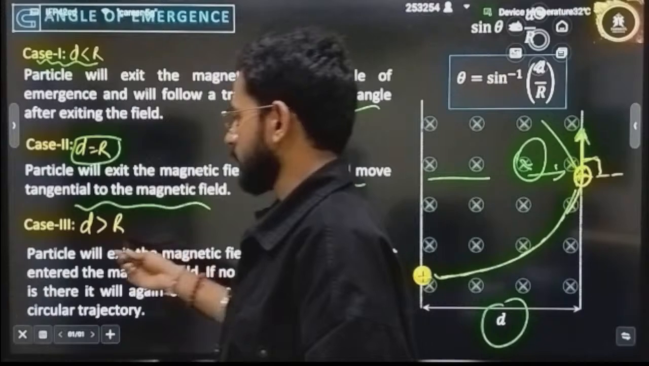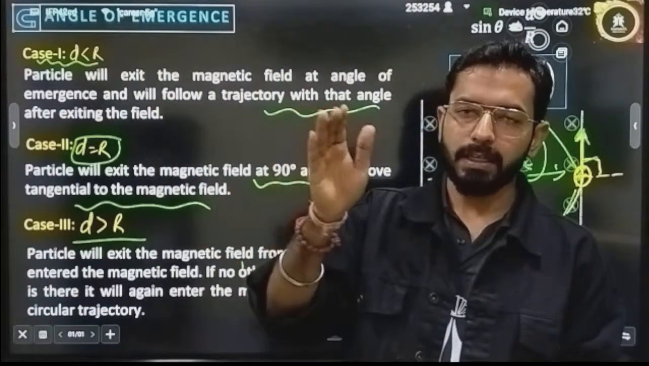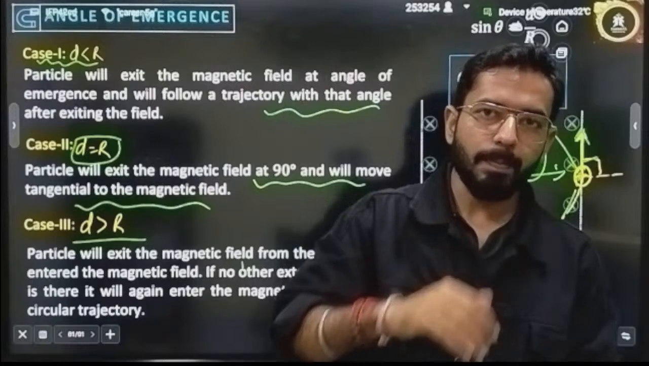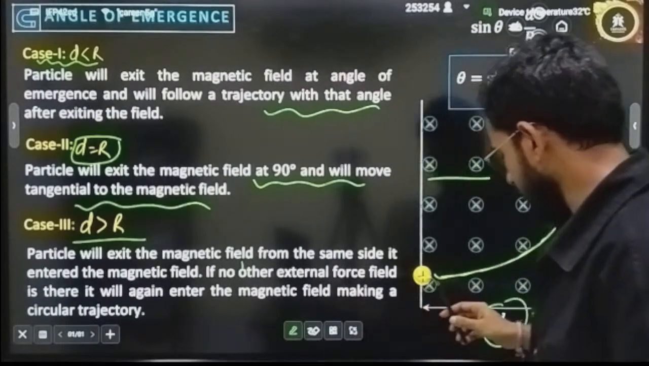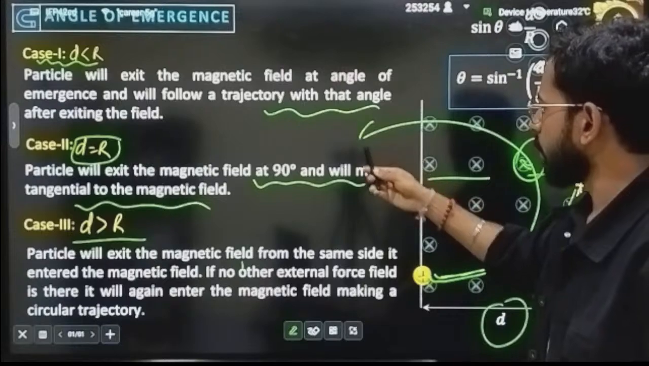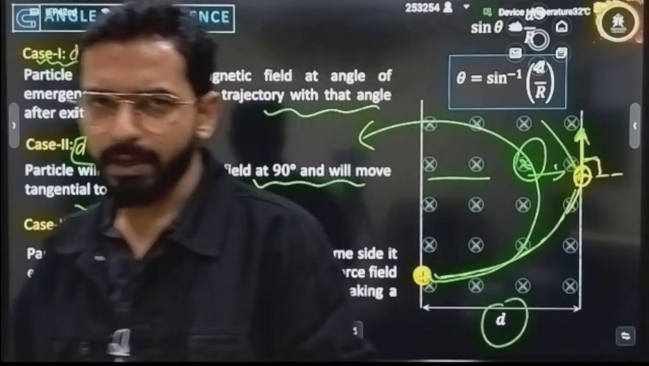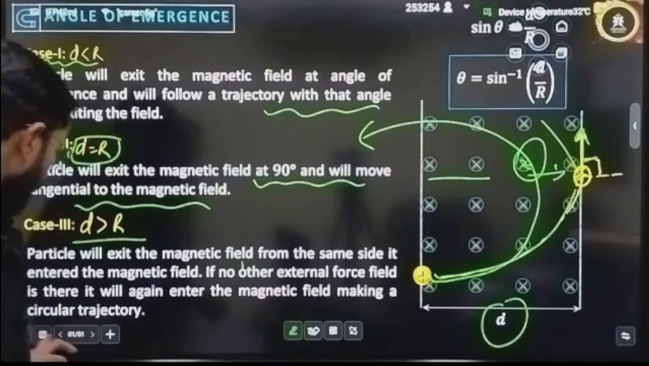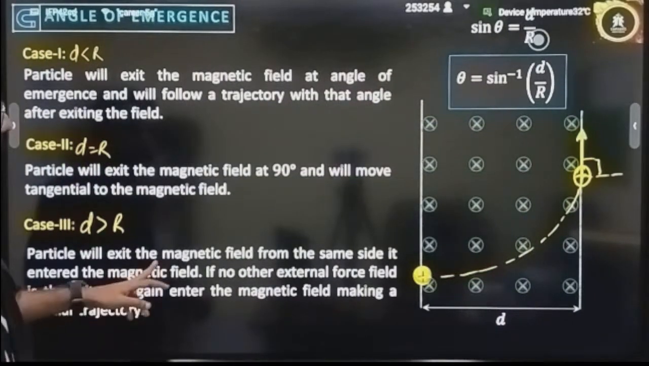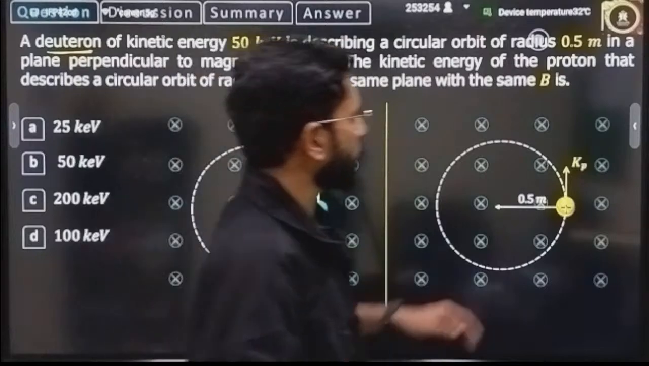If you have given sufficient distance, as in the first two cases we have already seen, it is going to complete the arc and come out on the same side of the magnetic field. That means if there is sufficient distance, it is going to cover it, and again it is going to come out from the same side of the magnetic field. Correct? All these three cases are clear to you? Fine. Now try to solve this question.